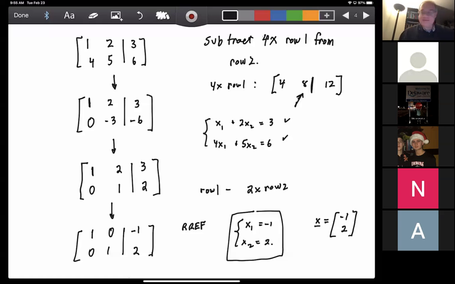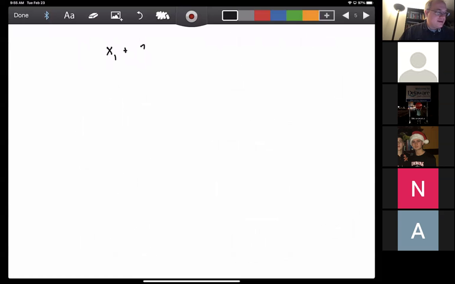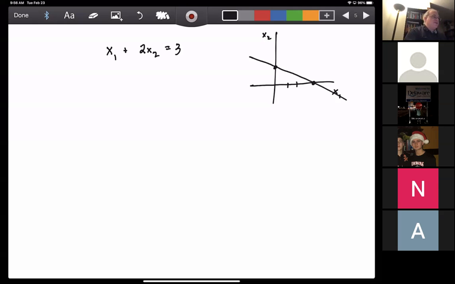All right, well, let's say this was our linear system. So I just took the first equation from that previous set. I know that if I think about what this means in terms of analytic geometry, this is the equation for a line, right? So if x2 is 0, x1 would be 3. If x1 is 0, x2 would be 3/2. I could draw the line that goes between those, and I know there's infinitely many points on that line.